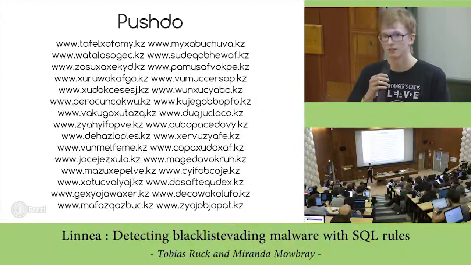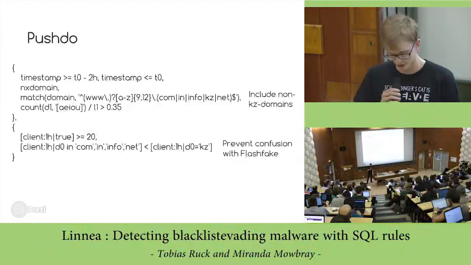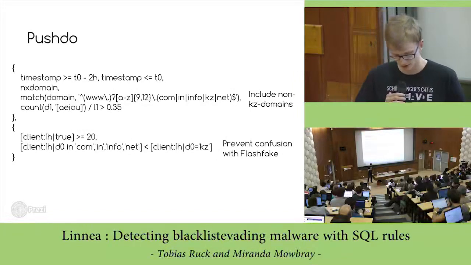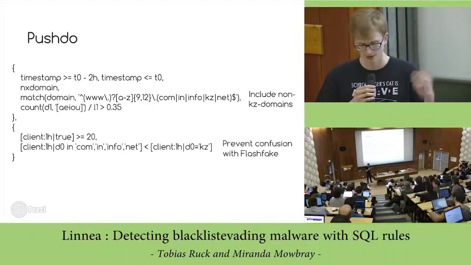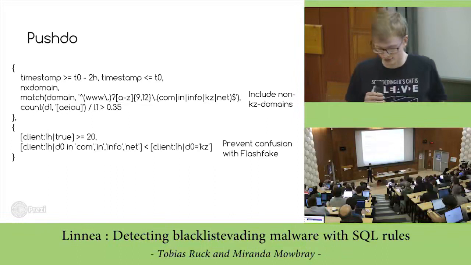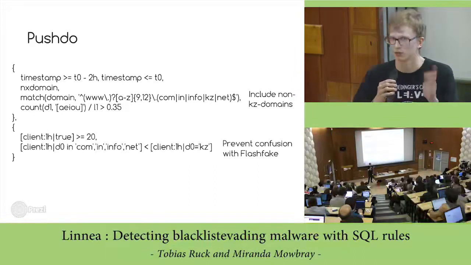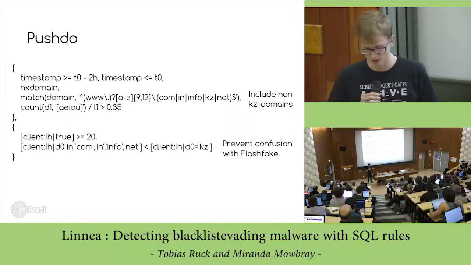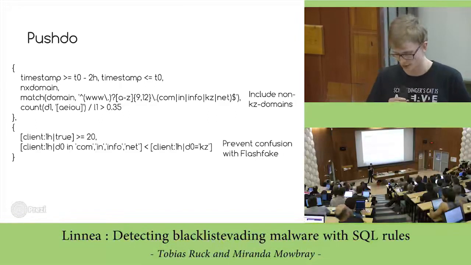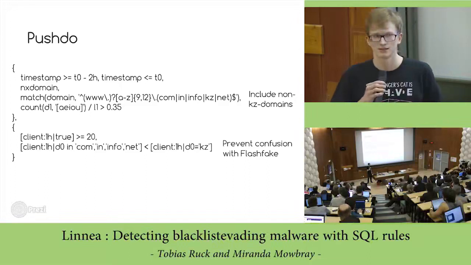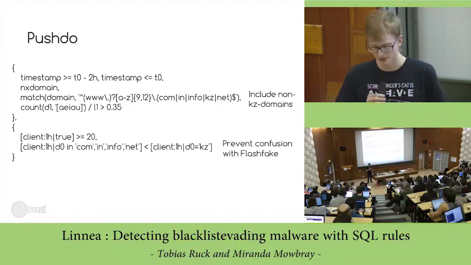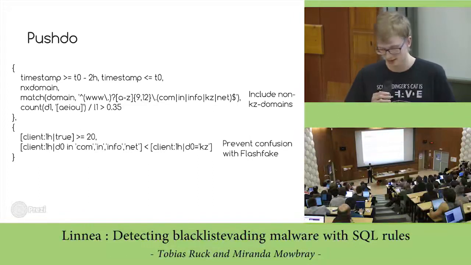But we can use that in a linear query as well. For example here, again, time frame 2 hours, the next domain. But in the last predicate, in the first block, we check if the percentage of vowels is larger than 35%, which is a pretty good empiric estimate. Also note that push-to only queries KZ domains, but in the regular expression we also leave in com, in, info, and net. This is since another DGA called flashfake queries com, in, info, KZ, and net.